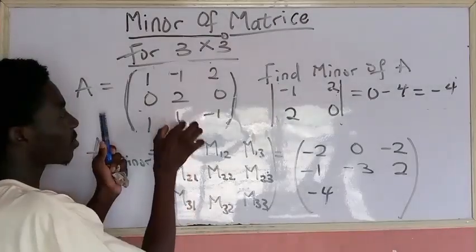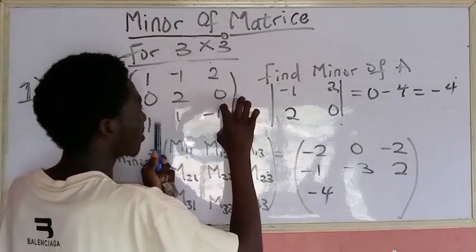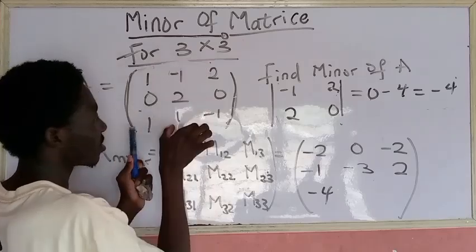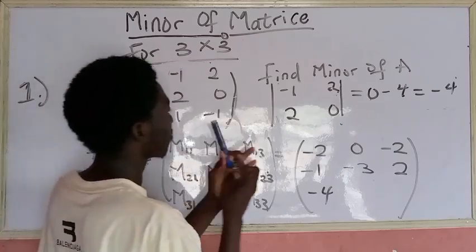This number, 1, occupies this column and this row. It occupies this column, this row. Then I'm left with 1, 2, 0, and 0.